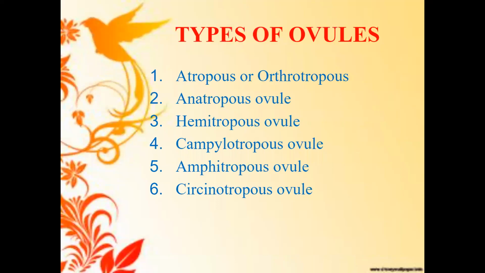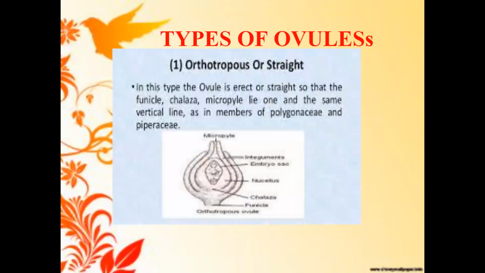I will show the diagram. Let us take the first type of ovule, orthotropous. Micropyle means the apical pore. The integuments do not cover the nucellus completely; they leave an apical, pore-like opening, and that opening is called the micropyle.